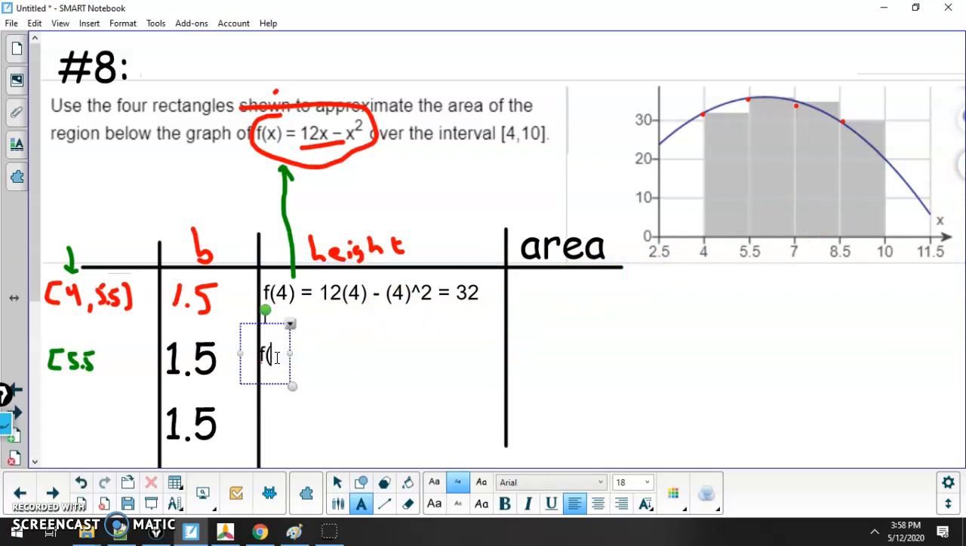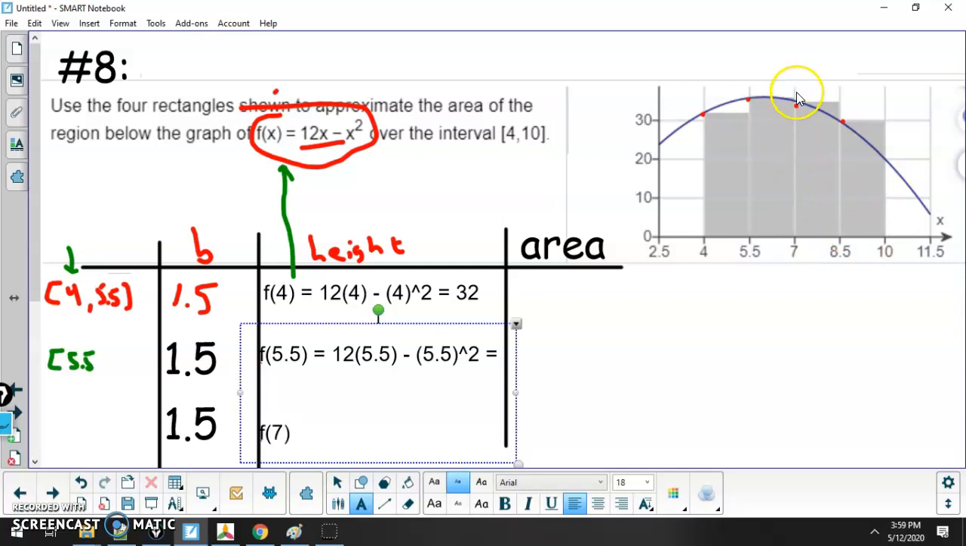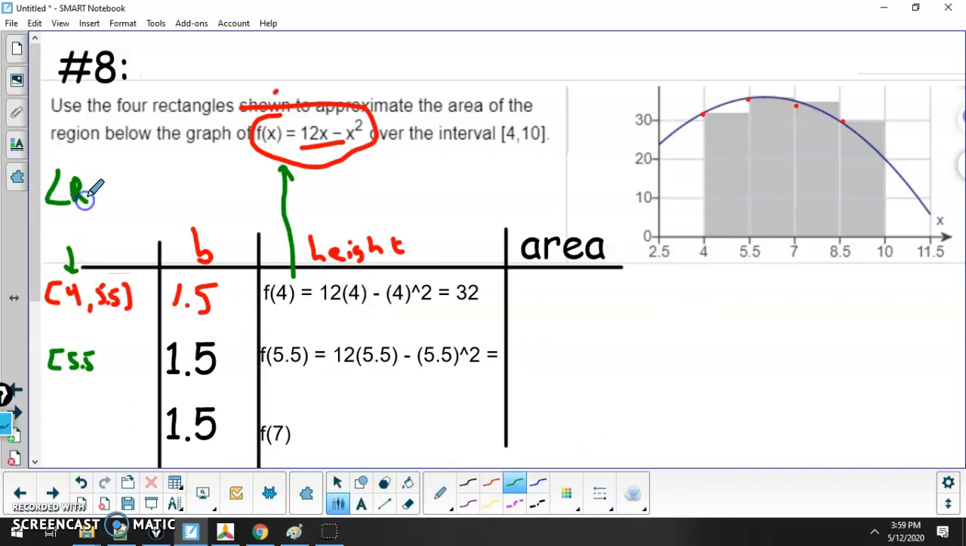F of, okay, so the next interval starts at 5.5. So then you figure out that. Then you have to do 5.5 squared. I'm not going to bother with this one, but then you do f of 7, because that's where the next rectangle starts. With the left rectangle approximation method, you're always using the left corner of each rectangle. Now, if we were doing RRAM, you would be using the right, or the larger of the values on the interval. So we would be doing f of 5.5 first.